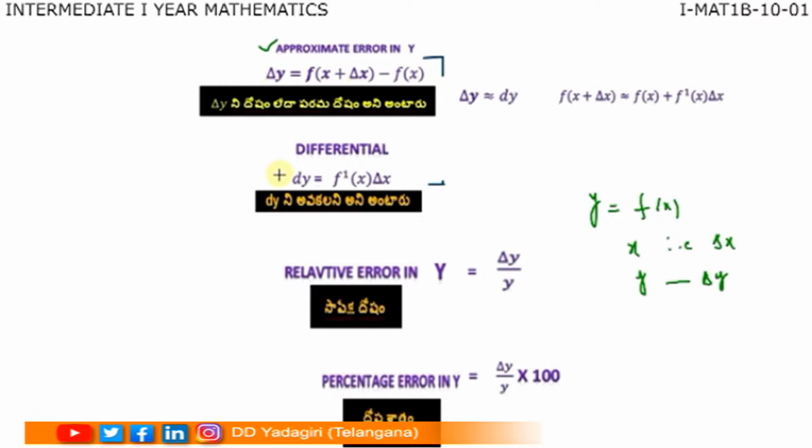Second one is the differential. This is denoted by dy. dy is the differential. dy is equal to f dash x into delta x. These two are approximately equal to each other. Delta y and dy are approximately equal to each other. From that I will get one simple relation. f of x plus delta x is approximately equal to f of x plus f dash x into delta x. This is a very important formula. This is useful while solving the problems.